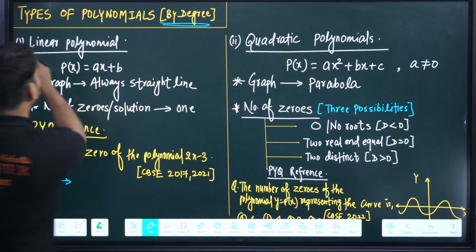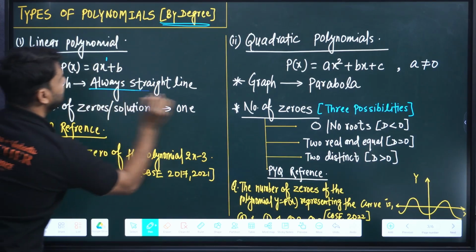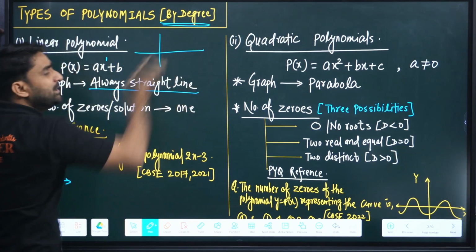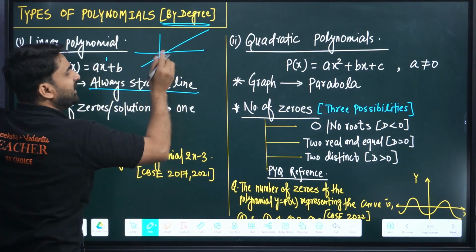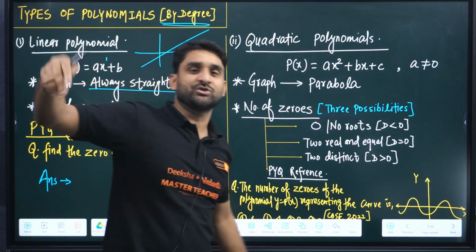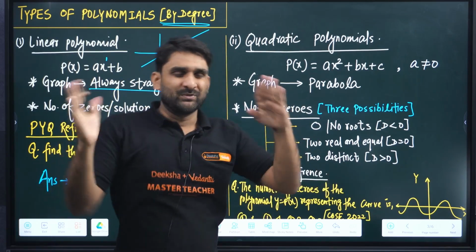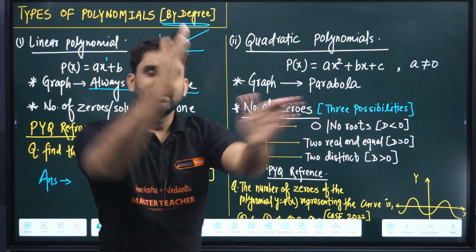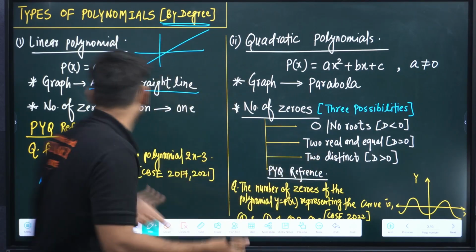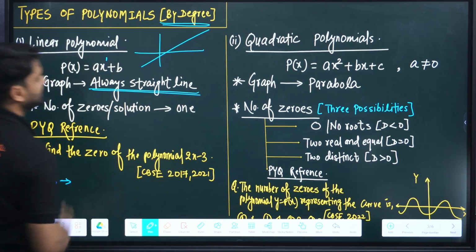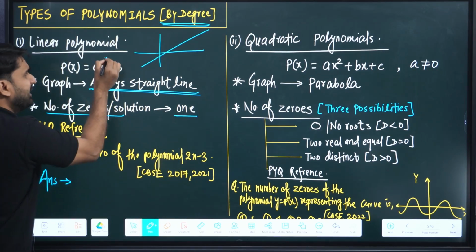So first, the linear polynomial, where the degree will be 1. Look, the graph will always be a straight line. Whenever you draw a linear equation, there will be a straight line. There is a chapter, pair of linear equations in two variables, so there are two linear equations. Whenever you draw those lines, sometimes the lines are parallel to each other, sometimes they intersect each other, sometimes they coincide. So a linear equation means a straight line. A linear polynomial always gives you a straight line, and the number of zeros will be what? Only 1 zero, because the degree is 1.